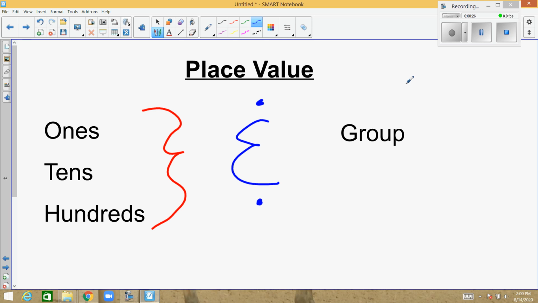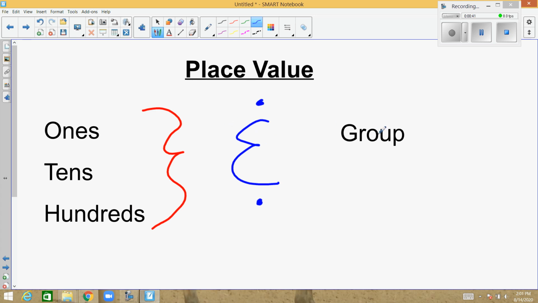All right. And in order to do that, it is quite simple. All you have to do is remember there's a ones place, a tens place, and a hundreds place. That's it. Ones, tens, hundreds. That's the only place values we have. That's the pattern. And then you have to eventually name a group.